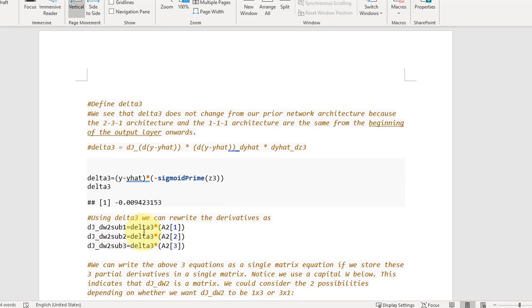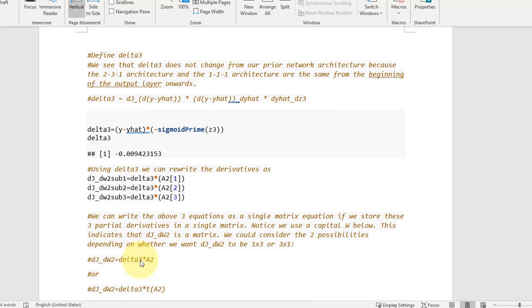And then we can call this delta 3 times A21, delta 3 times A22, delta 3 times A23. Now again, these are partial derivatives, but I don't know how to make a nice notation for partial, so I'm just using this for the derivative. But you can see that remember A2 is a matrix. We're just pulling out the first entry, the second entry, and the third entry.